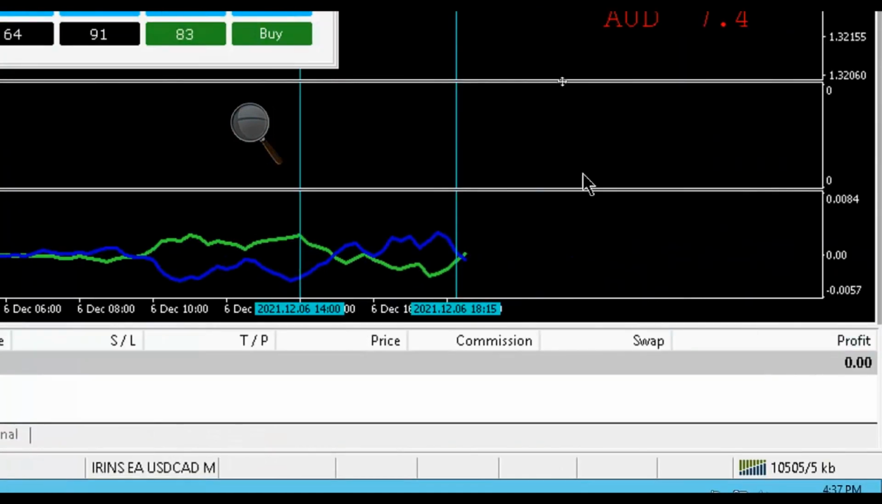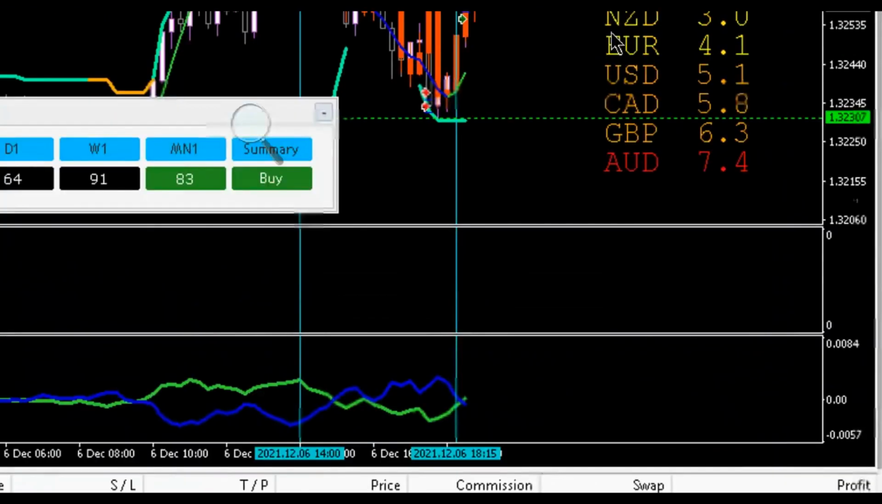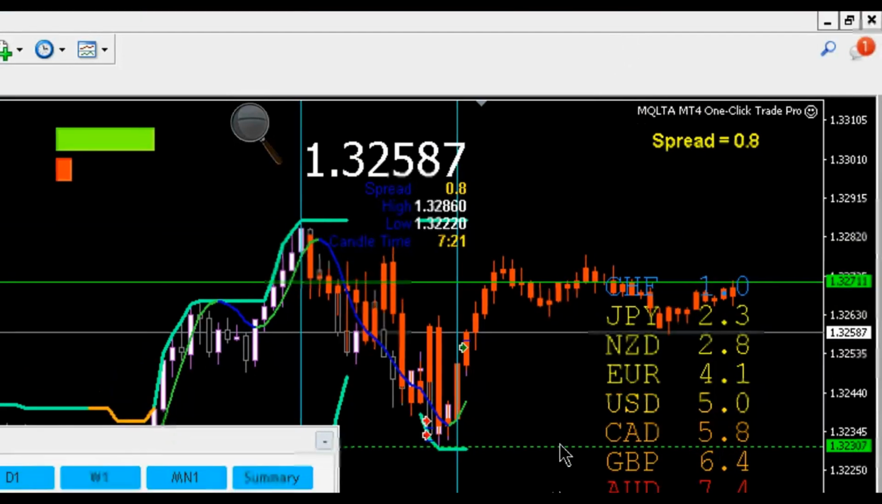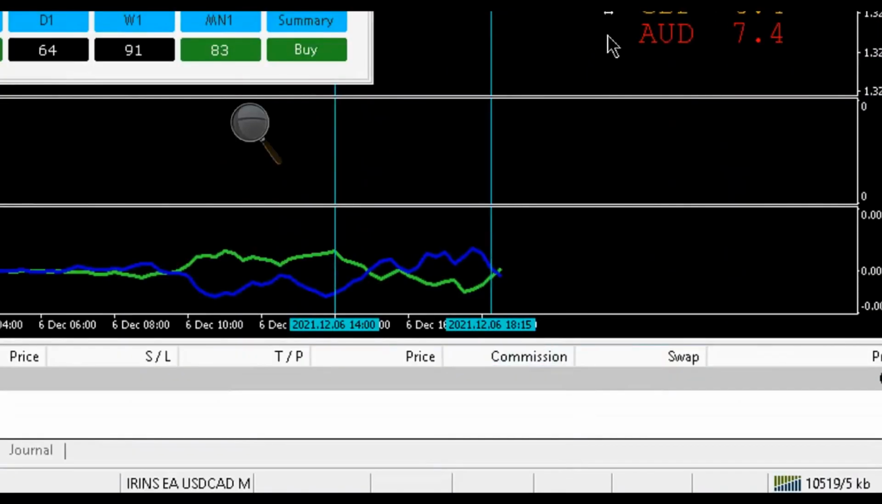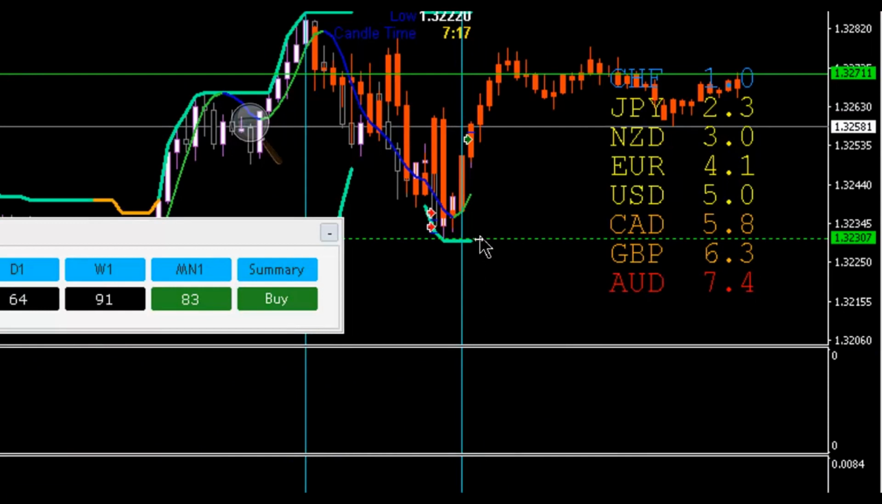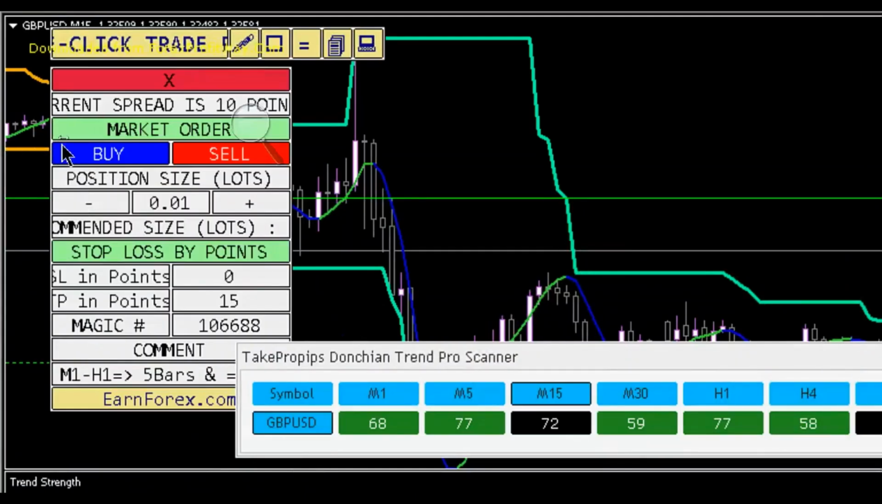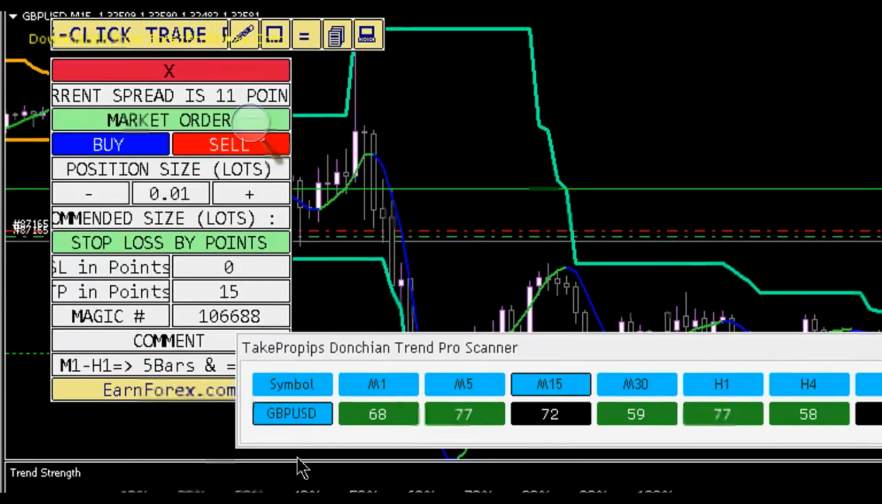Yes, there's still a chance of doing another buy order. Let's have a look at this. Oh, I wish I could control it a bit better, jumping. The GBP is 6.4 and the US dollar is 5, and it's indicating that it's going up. So I'll do a buy order. That's the buy order placed.